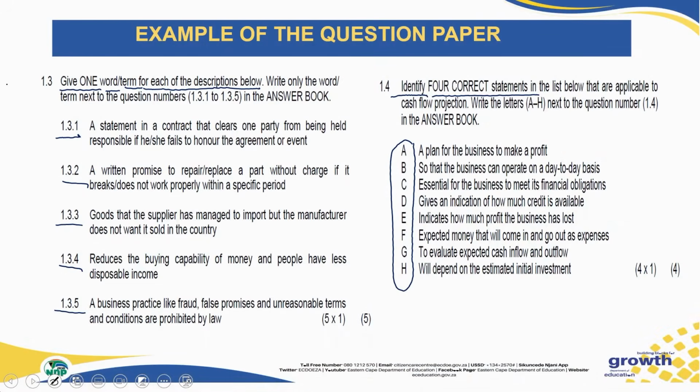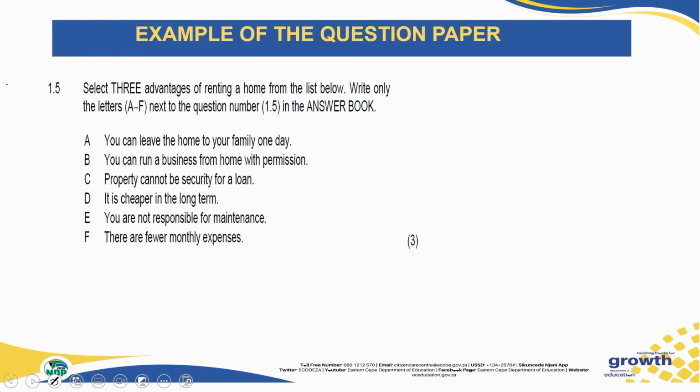You will be provided with statements, and here you'll be provided with a number of statements. For example, in this question paper, you've been provided with 8 statements, and yet the mark allocation is 4 marks. Therefore, it means that you need to provide only 4. Further than 4 will not be regarded by the marker or will not be marked by a marker.